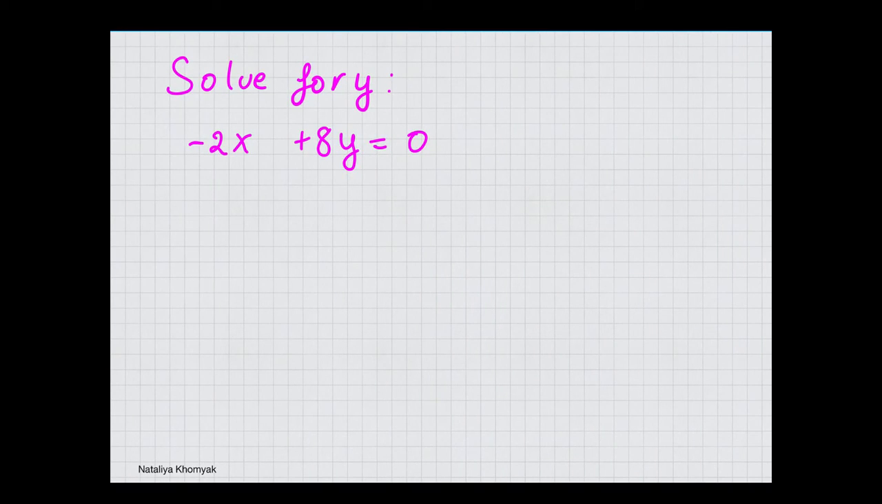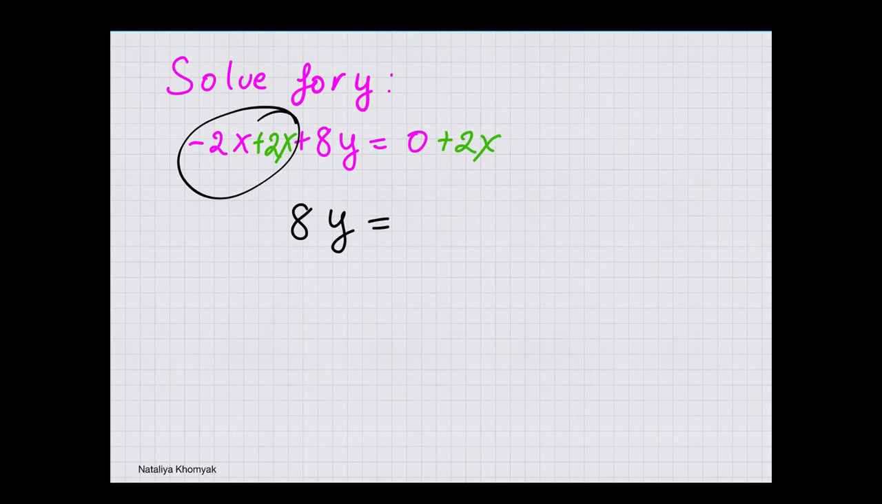So for y, once again, we have negative 2x plus 8y equals 0. Let's undo the sum. The opposite of negative 2x would be to add 2x. What you do to one side, you want to do the same thing to the other side. So plus 2x, that's a 0. So we have 8y equals 0 plus 2x. We just get 2x.